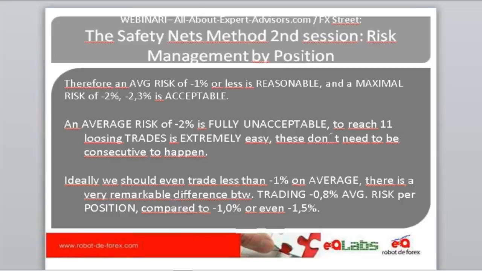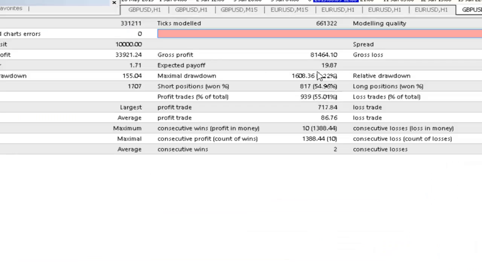Okay. Ideally, we should be trading less than 1% on average. And there is a very remarkable difference between trading 0.8% average risk compared to, for example, 1% or even 0.5%, right? You see that? This trading system is fantastic. As a matter of fact, we give it out for free when we go to lectures, you know. But the point here is, on average, I will be losing only $60, which is 0.6%. Even if sometimes I lose 2%, right?